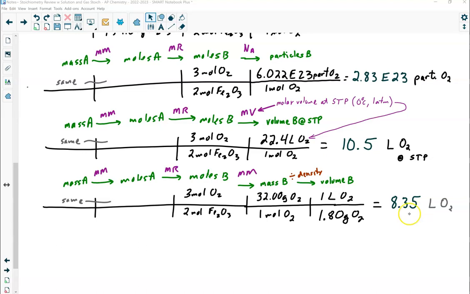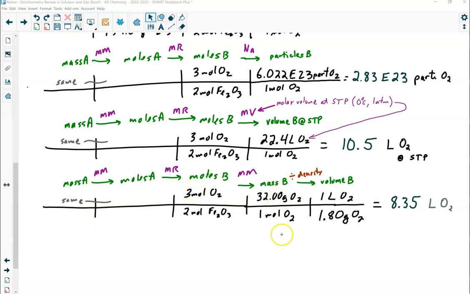Finally, you can calculate the volume of anything. It doesn't even have to be a gas. You can calculate the volume of anything if you know its density under the conditions of the chemical reaction. So again, calculating volume using density, you're going to start out the same way, because we're still starting with our 50 grams of Fe2O3. We'll divide by the molar mass to get moles. Use the mole ratio again.